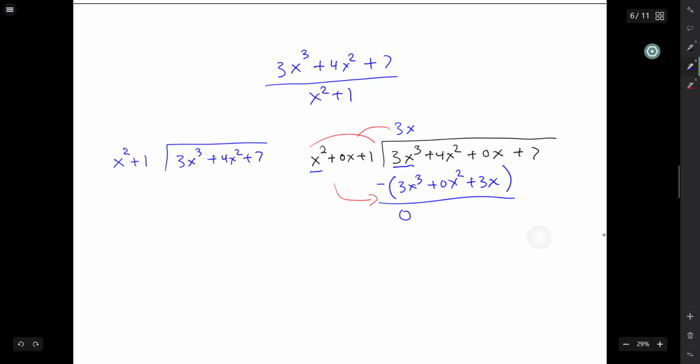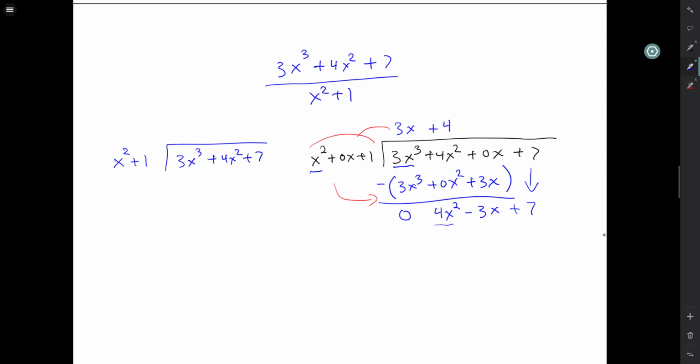This part will be 0. 4 minus 0 is just 4. So we have 4x squared, and 0 minus 3x will give me minus 3x. And we'll go ahead and carry down the 7 now. And we repeat our process. How do I get 4x squared out of just x squared? Well, I only need to multiply it by 4.